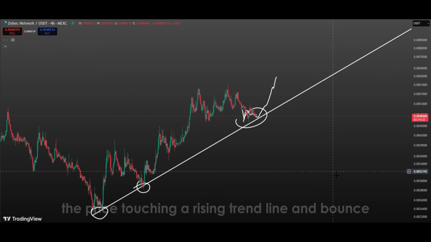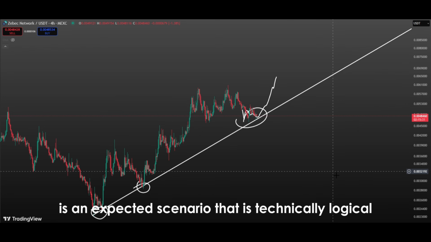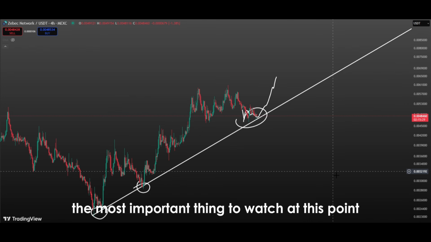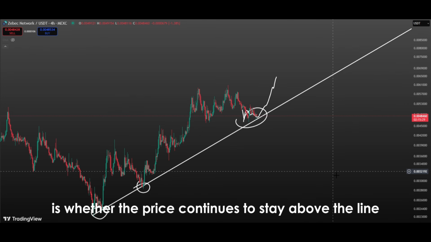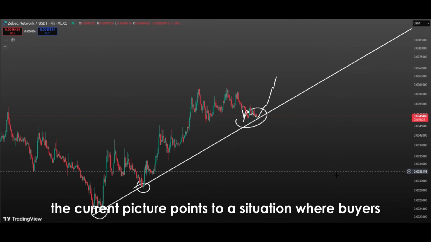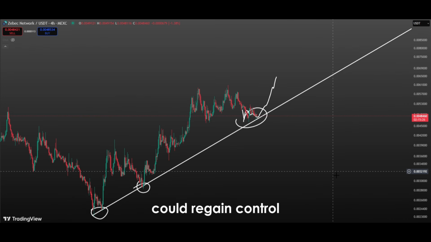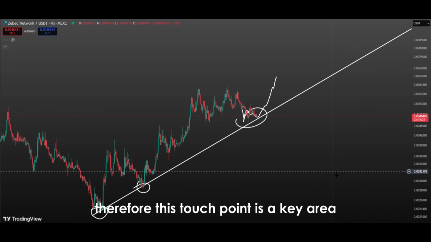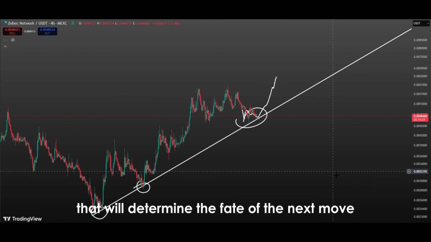In conclusion, the price touching a rising trend line and bouncing from it is an expected scenario that is technically logical and supported by market psychology. The most important thing to watch at this point is whether the price continues to stay above the line. As long as it stays above, the bullish scenario remains valid and previous highs become targets. The current picture points to a situation where buyers could regain control and the price could gain upward momentum. Therefore, this touch point is a key area that will determine the fate of the next move.